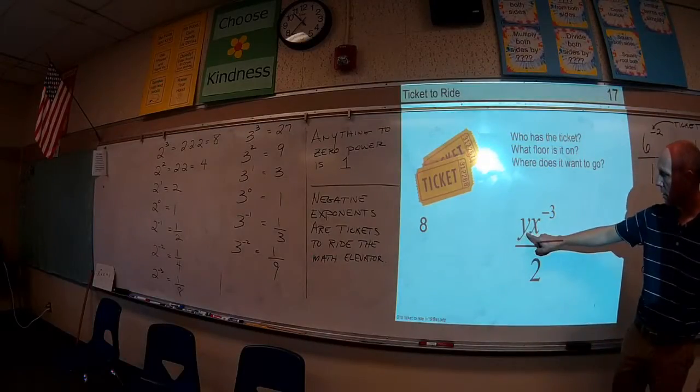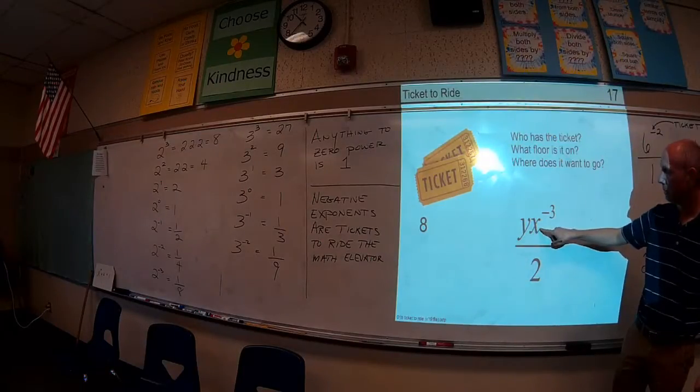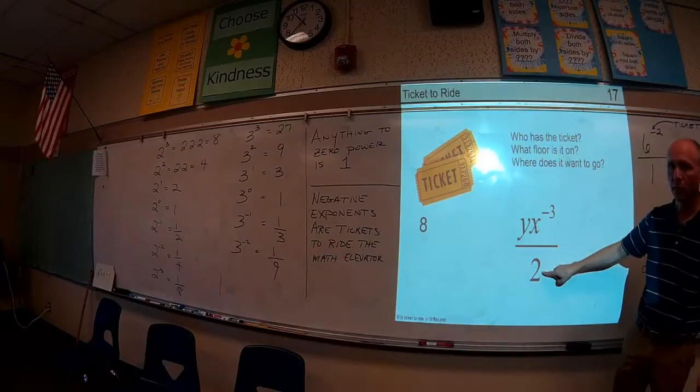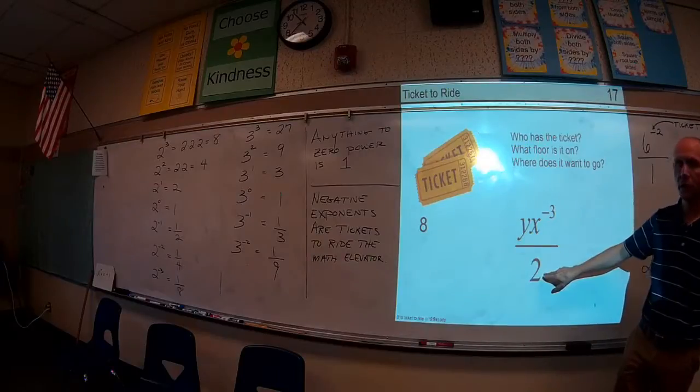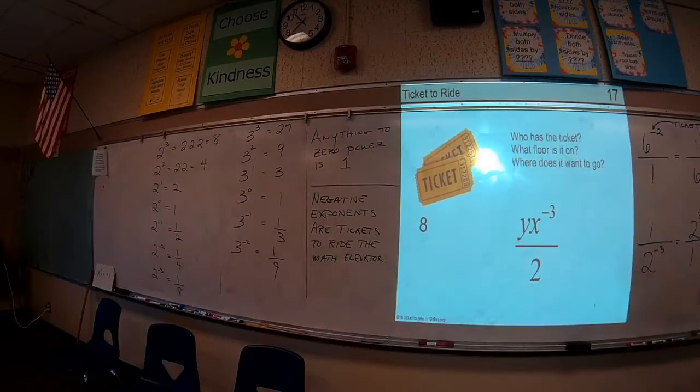Gianna, what about the Y? It doesn't have a ticket, so what's it going to do? It's going to stay there. What's the X going to do? It's going to go down. What's the 2 going to do? Stay. Perfect. So I have Y over 2X to the third.